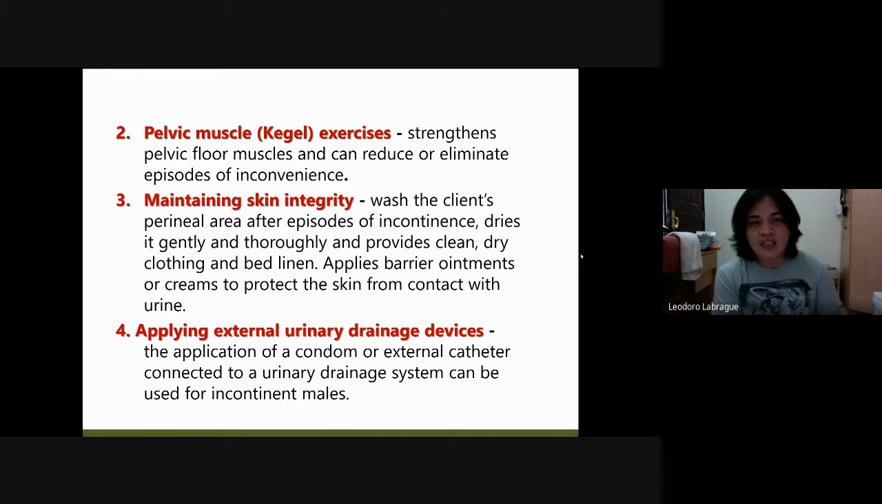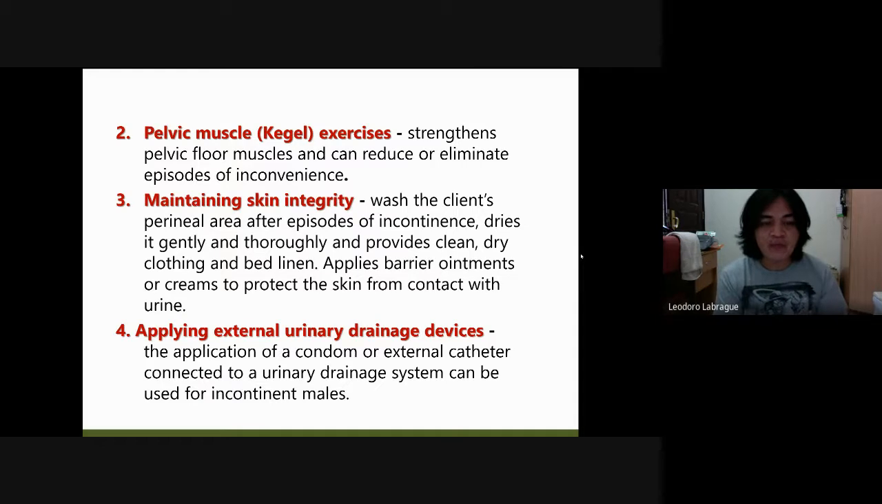Number 3 is maintain skin integrity. This is common if your patient has incontinence, and we discussed this already in the previous discussion. If the patient has incontinence, there is a high probability that the patient might develop bed sores. So as much as possible, we always keep the patients dry.